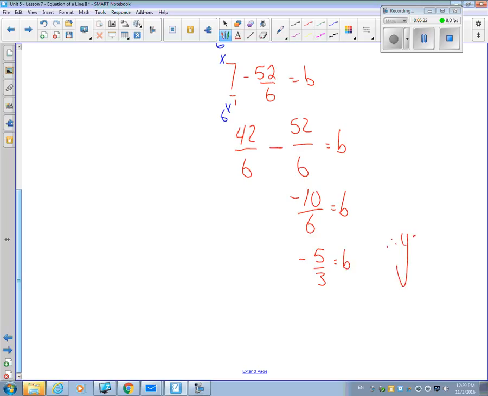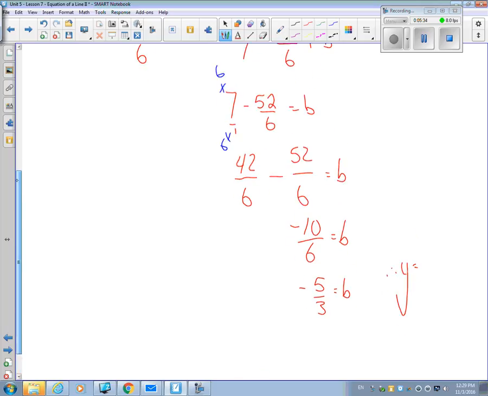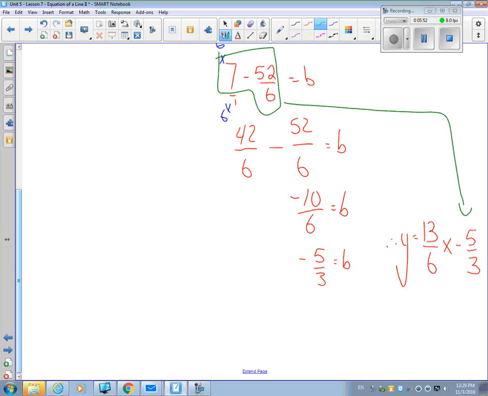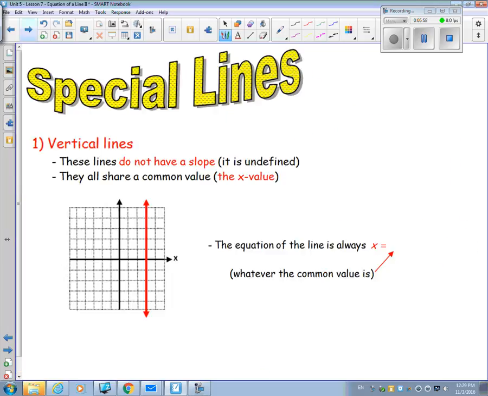Therefore, my equation is y equals, go grab your slope from up top, 13 over 6, don't forget the x, minus 5/3. And if you use your calculator way back up here for 7 minus 52 over 6, it would have reduced it right to 5/3 right off the bat. That's why the calculator is a little bit handy to work with sometimes. Okay, those are fraction ones. The other problem we're going to come across today is some special lines.